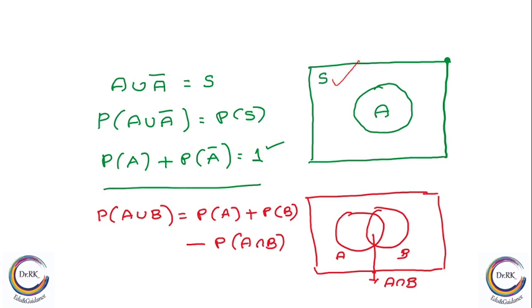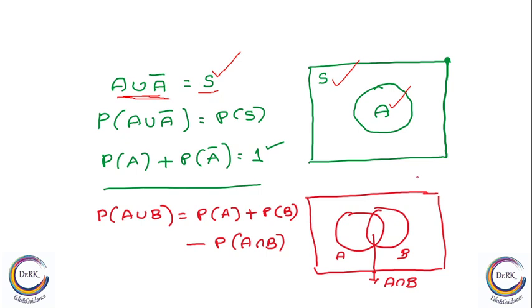Suppose S is the sample space. If we take the Venn diagram, A is an event defined on the sample space. A is this part, and A complement is the rest. A is this, and A complement is outside. If you take the union of A and A complement, A union A complement is nothing but the sample space.